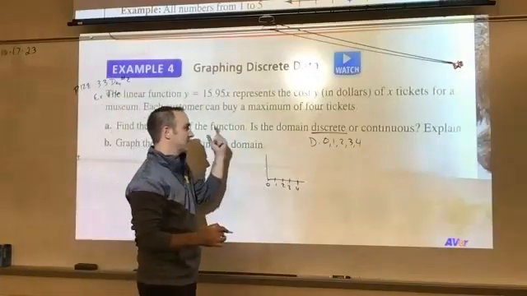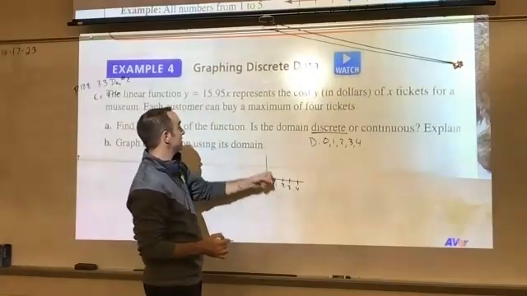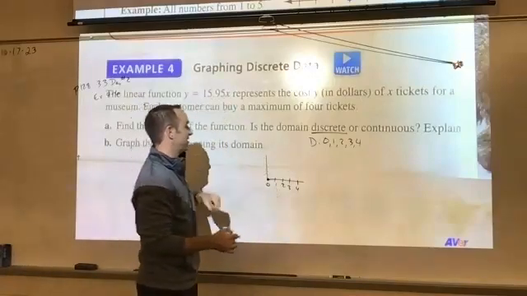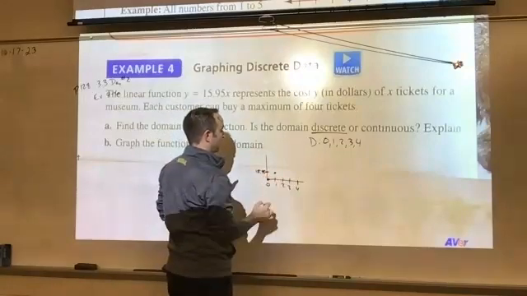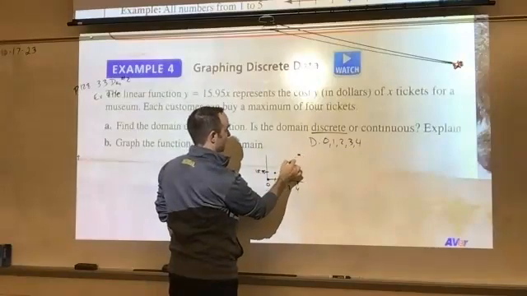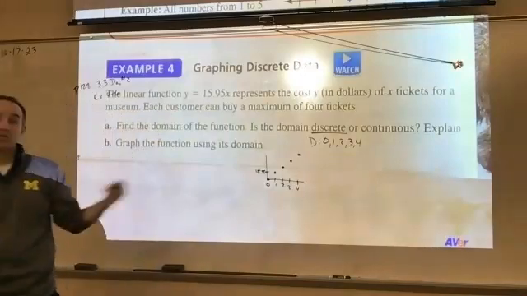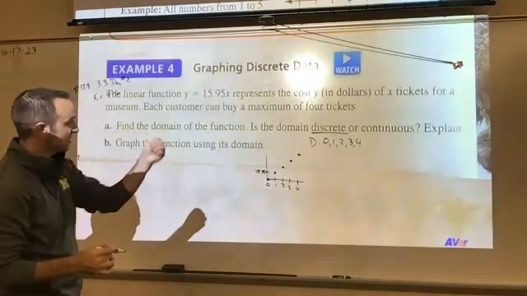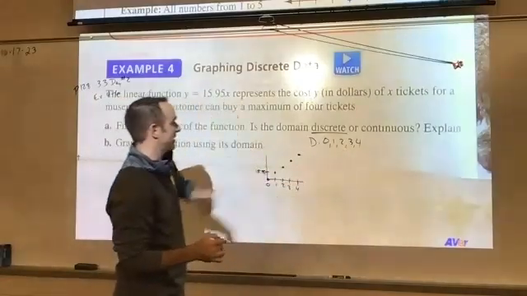If I'm buying 0 tickets, of course, I'm going to pay $0. But if I'm buying 1 ticket, I'm going to pay $15.95. So $15.95, I'm going to pay for 1 ticket, right? And that's going to continue on. I don't know what those exact numbers are, but that's going to continue on, and it's going to look something like that. Discrete graph, right? Just the dots based off of the possible domain that we could have.